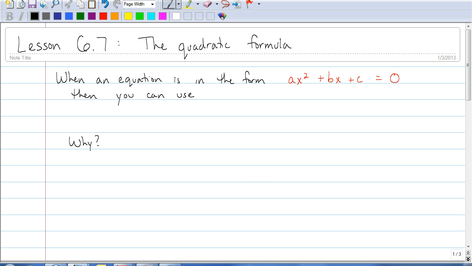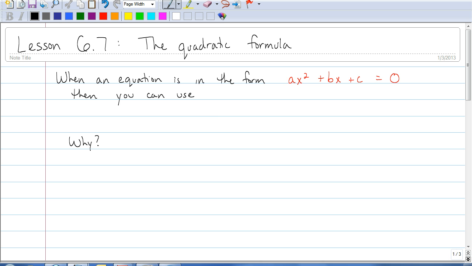So it's important to recognize that the only time that we can use the quadratic formula is when we have an equation in the form ax squared plus bx plus c equaling 0. Remember, it has to equal 0. If it's not equal to 0, we're going to have to rewrite the equation to get it equal to 0.